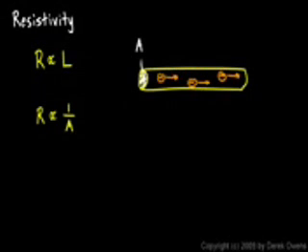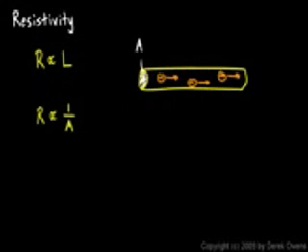A good analogy is to think about cars going down the highway. If you add more lanes to the highway, that makes it easier for the traffic to flow. Making a thicker wire is like adding more lanes to the highway. You provide a bigger path, more places for the electrons to go, so there's less resistance.